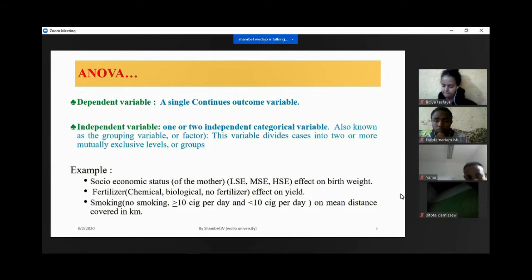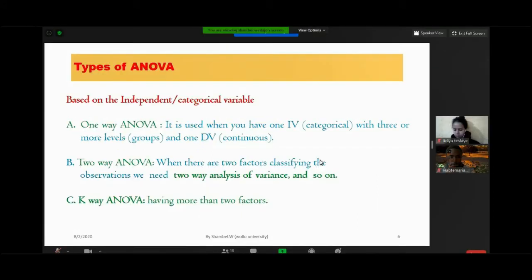So ANOVA, based on the independent or categorical variables, the treatment group or the factor, we may have one-way ANOVA, two-way ANOVA, or K-way ANOVA. When you say one-way ANOVA, you have only one factor, only one categorical variable which divides your outcome variable into more than 2 categories.